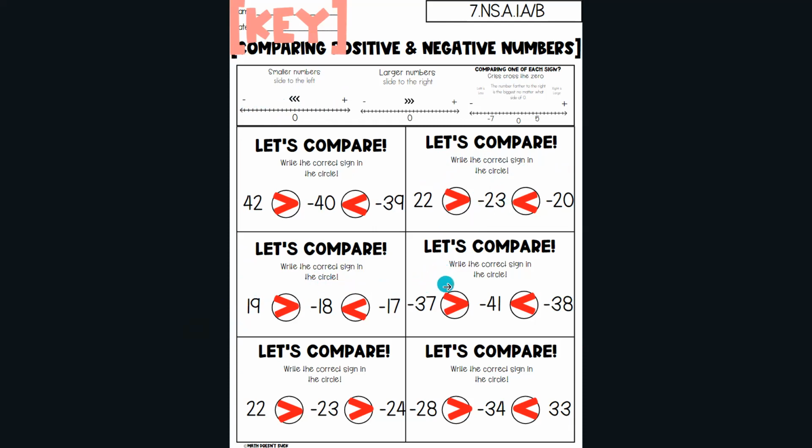Over here, -37 is greater than -41 and less than -38. -41 is our smallest value. -37 is our greatest value. -37 is the closest value to 0.